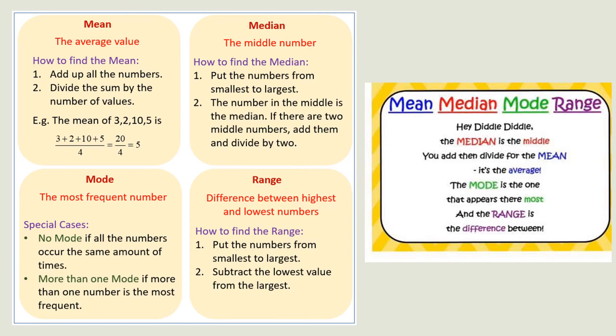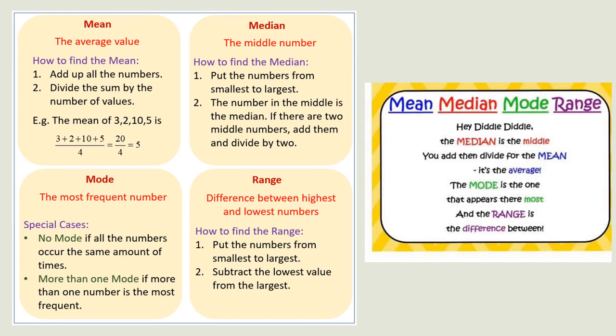Mode is the most frequent number. Also, there can be no mode and there can be more than one mode. Those are some special cases of mode. There's no mode if all the numbers occur the same amount of times. There is more than one mode if more than one number is the most frequent.